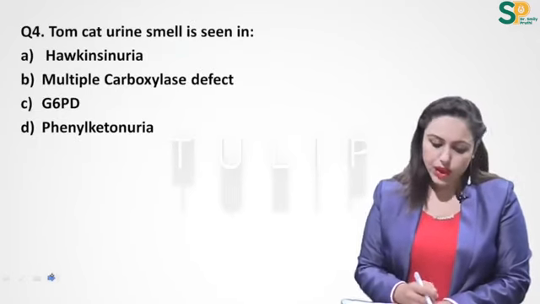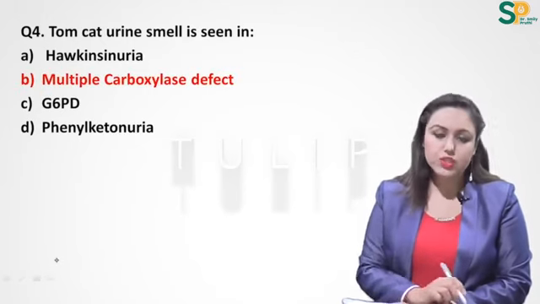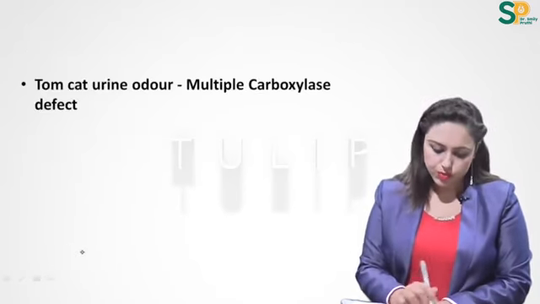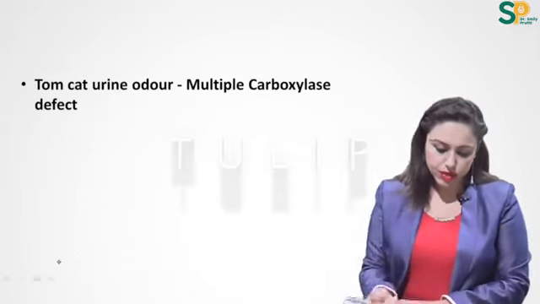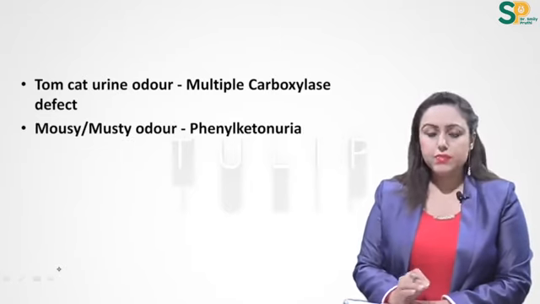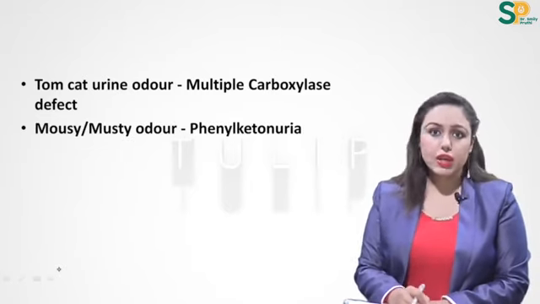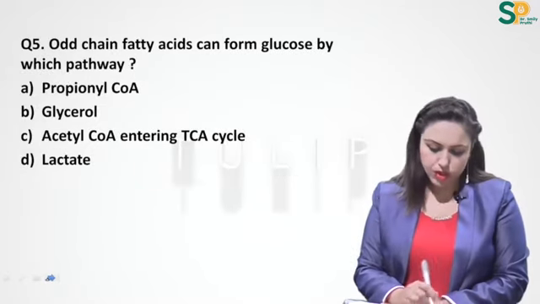Next question, tomcat urine smell is seen in. Answer is multiple carboxylase defect. So you can see a few common urine odors which are asked. Example, with this one we have done. Next, mousy or musty odor, that is seen in phenylketonuria, which is a defect in phenylalanine hydroxylase enzyme. Burnt sugar-like odor, that is maple syrup urine disease, which is a defect in the catabolism of branched chain amino acids, and the enzyme deficient is alpha keto acid dehydrogenase. Next is swimming pool-like odor in Hawkinsinuria.